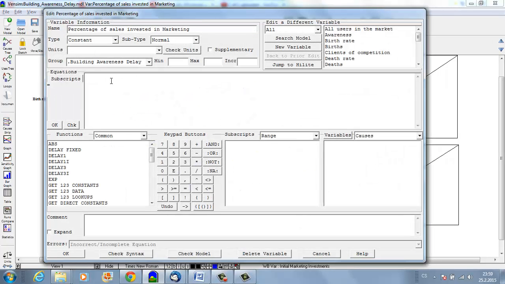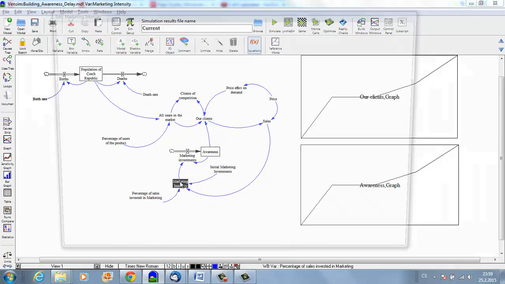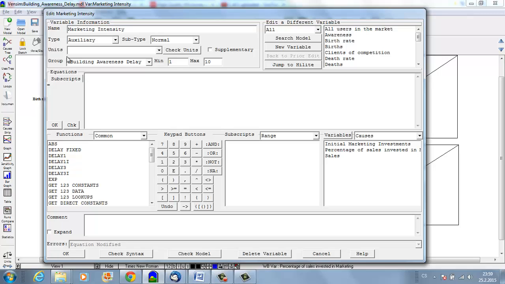Now, percentage of sales invested in marketing. So let's say initially we set it to 10%. We will always invest at least 1% of sales into marketing and maximum, let's say 50%, and with the increment of 1. Great. And now we have to set up somehow marketing intensity. And as I said before, I'm going to compare the actual investment in marketing. So it will be percentage of sales invested in marketing divided by 100 multiplied by sales over initial marketing investment. Good.